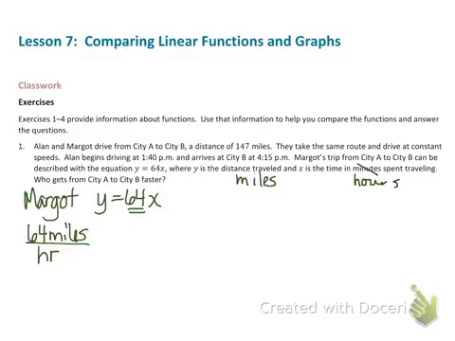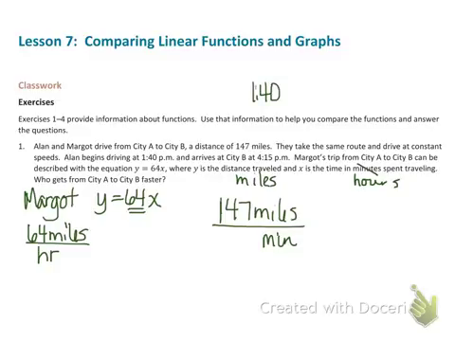But Alan is going, the distance is 147 miles. Okay, so we need to know the amount of time to put his rate together. He goes 147 miles in a certain number of minutes. Let's figure out how many minutes it is from 1:40 p.m. to 4:15 p.m.